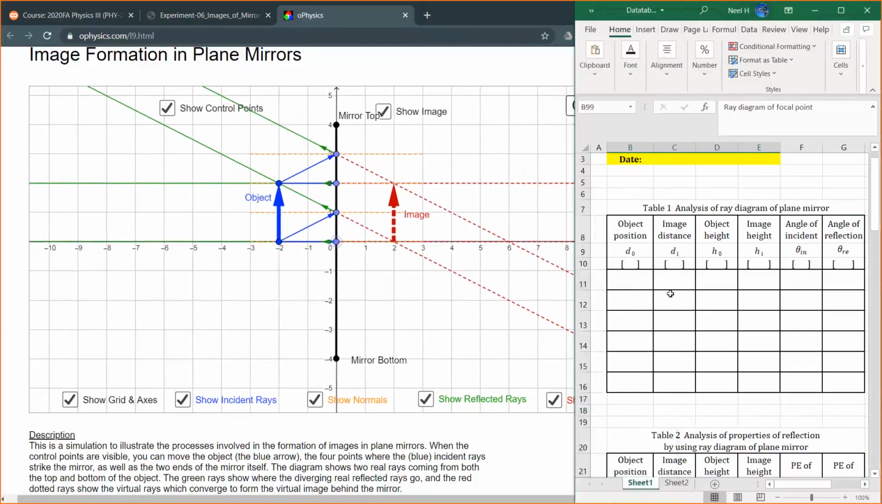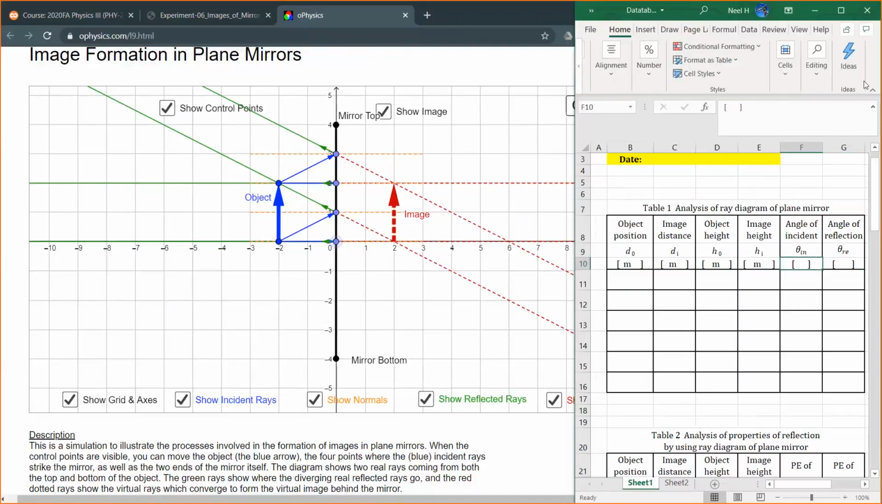Okay, let's write it down. Image distance measured in meters, object distance measured in meters, object height measured in meters, and HI, the image height, measured in meters. The incident angle and reflected angle we can't measure directly, but we can calculate them using these numbers by taking the tan of this angle. Those will be measured in degrees.